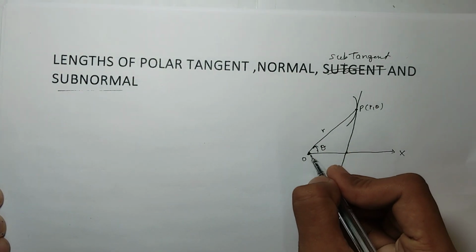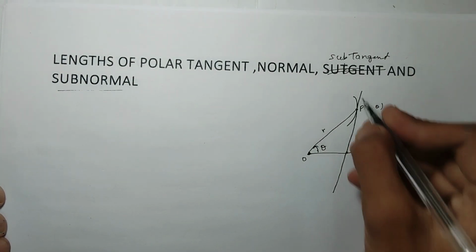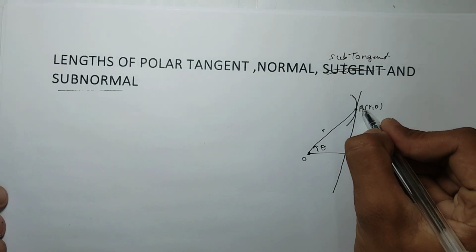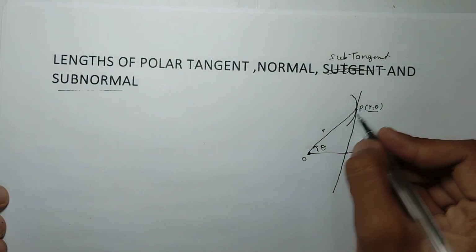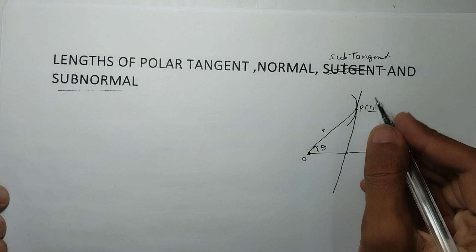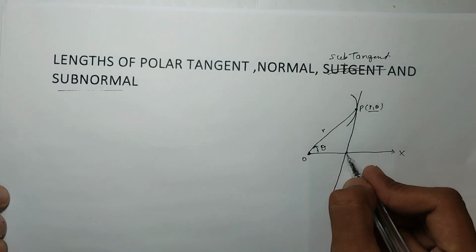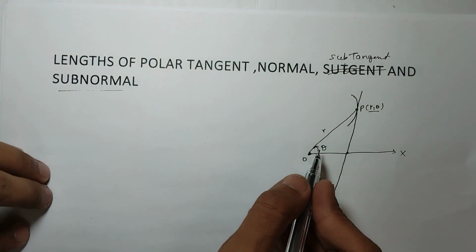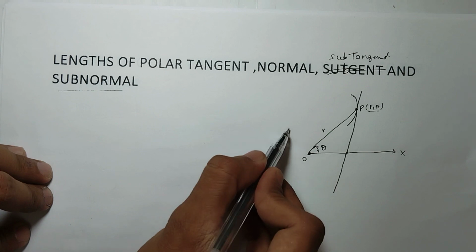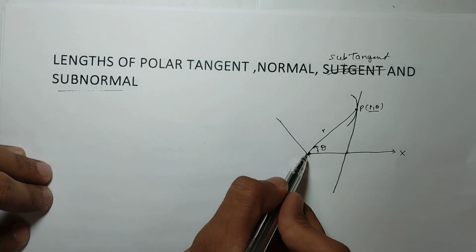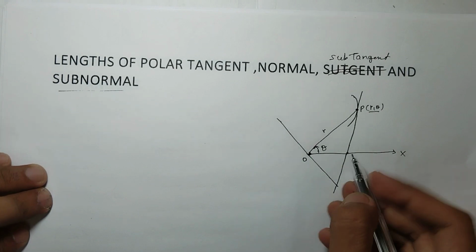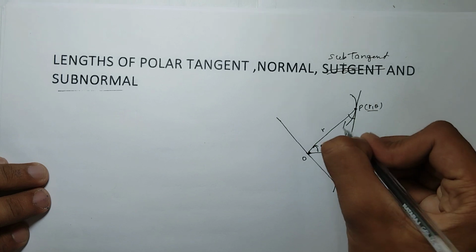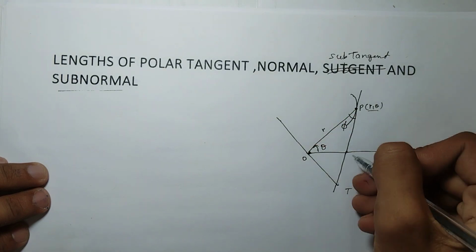So we have our pole and this is our initial line, this is any given curve and this is a point P on the curve, that is r and theta. Now OP is our radius vector. We draw a tangent on P. We extend this tangent downwards and we draw a perpendicular line to the OP which meets the tangent at some point, let's suppose T. Now this angle we know, that is phi, the angle between radius vector and the tangent.